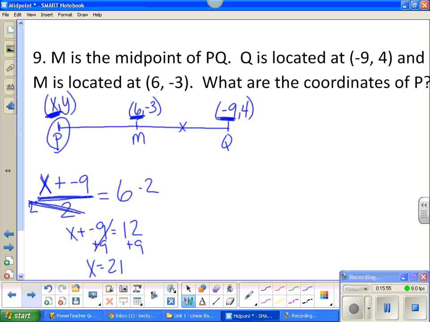Okay, so now let's set it up again, and let's find the y coordinate. So now I'm going to take my y plus my y, divide it in half, and I should get a negative 3.